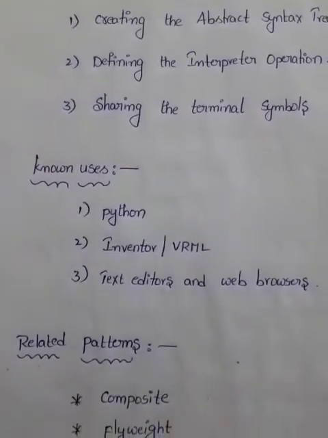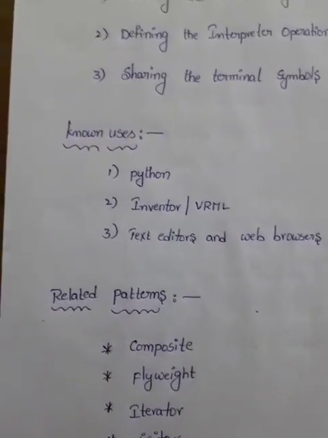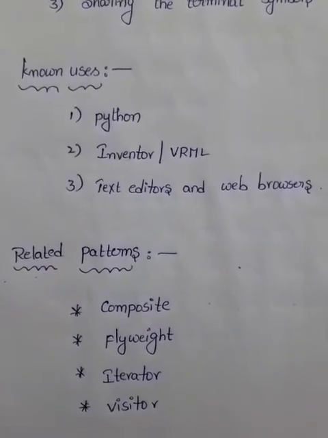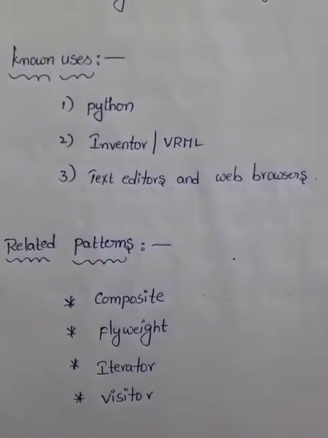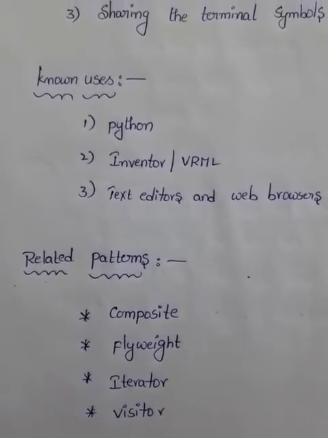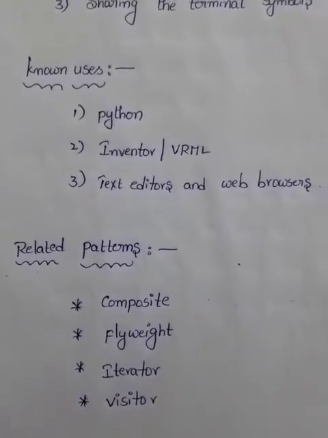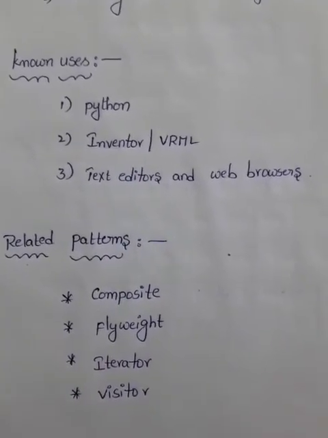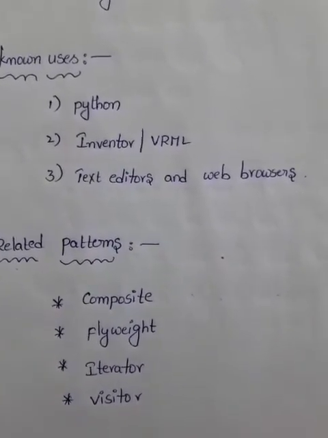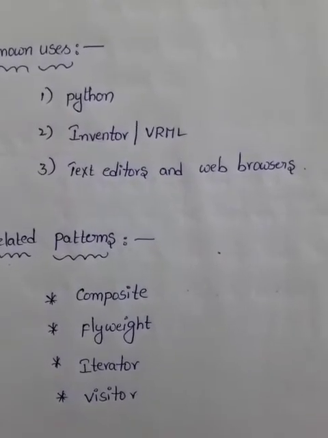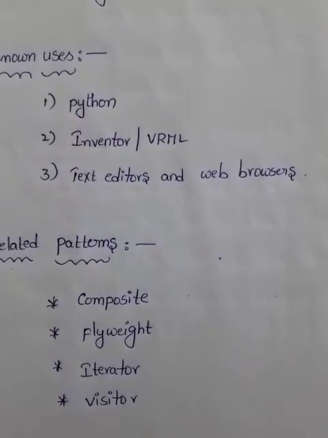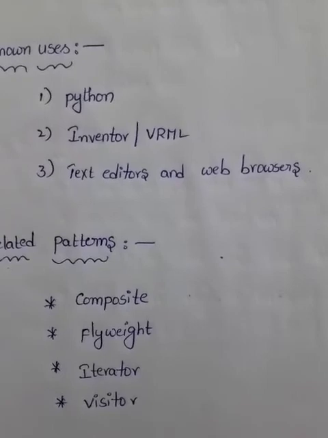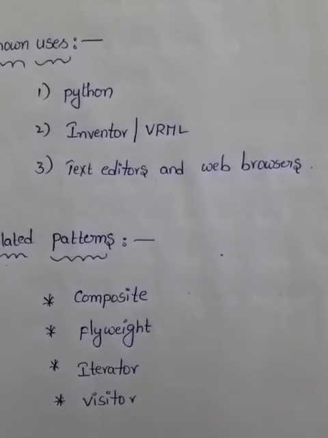And the final one is related patterns. In related patterns, we will speak about the four patterns that are related to our interpreter pattern. Those are composite, flyweight, iterator and visitor. The first one is composite. In this, the abstract syntax tree is an instance of the composite pattern. And the next one is flyweight. It shows how to share terminal symbols within the abstract syntax tree.